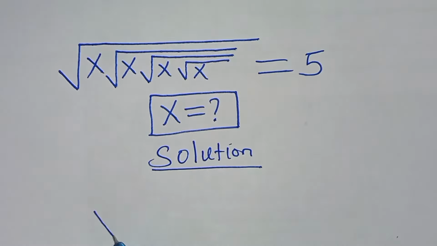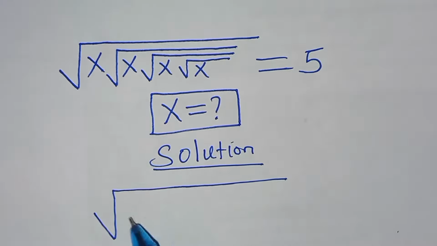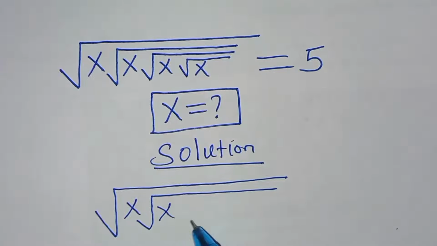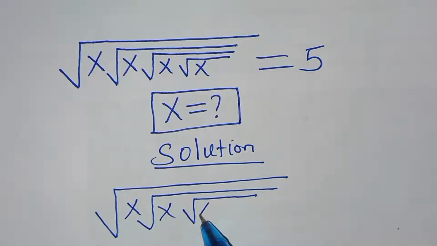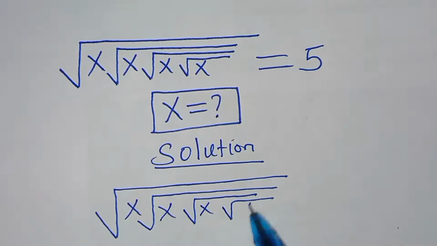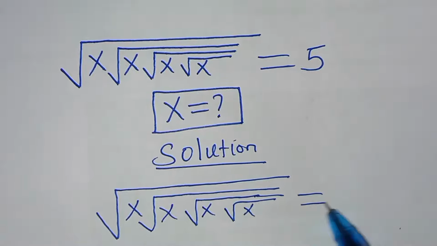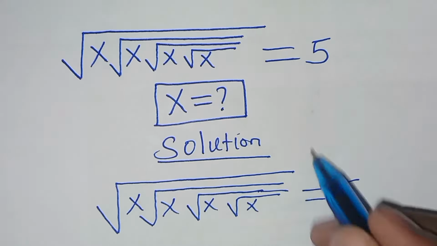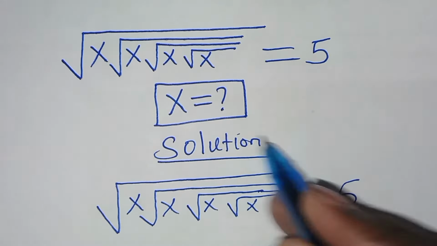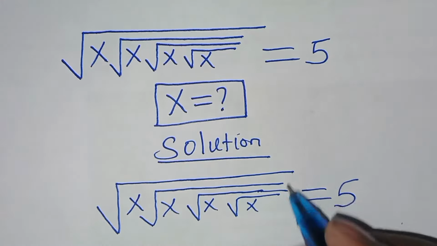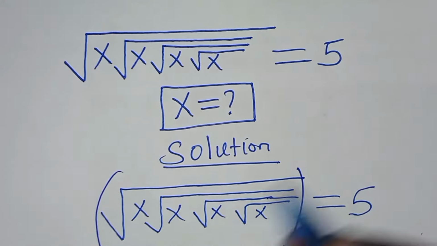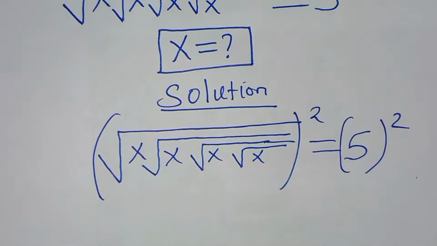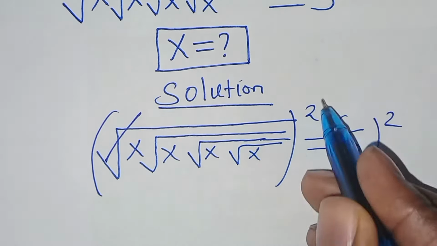Now we have the square root of x times the square root of x times the square root of x times the square root of x. This is equal to 5. So the first thing here, we are going to solve using two methods. And the first method is where we square both sides. Let's square both sides to eliminate the first square root sign.